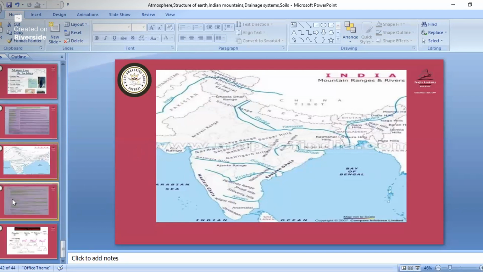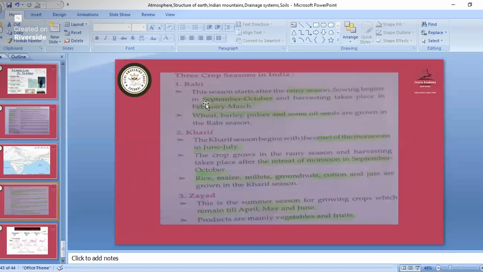Okay. Now we'll see the three crop seasons in India. You must know that Rabi crops are sown at the onset of winter, in September and October, and they are harvested in February and March. And the important crops also you must know.